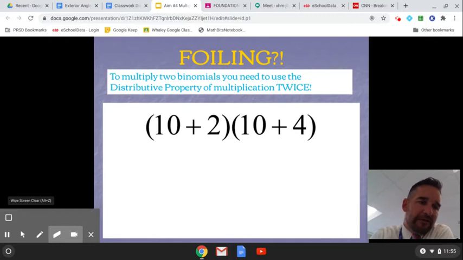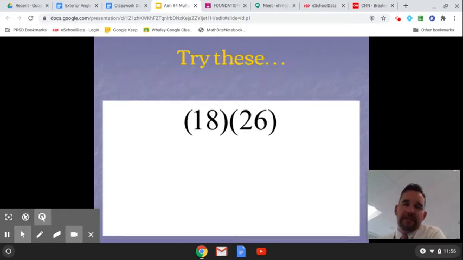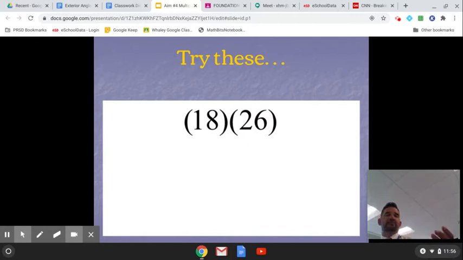Okay, now let's try one all on your own. Take a look at these. 18 times 26. I have no idea what 18 times 26 is off the top of my head. But if I think about it enough, I would know how to split up 18.